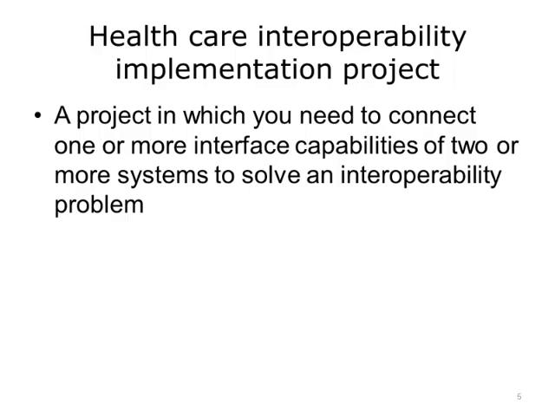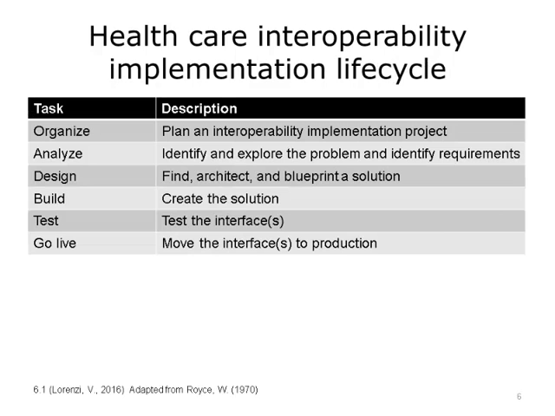A healthcare interoperability implementation project is one in which you need to connect one or more interface capabilities of two or more systems to solve an interoperability problem. There is a life cycle for the implementation of healthcare interoperability. On this slide is a table of steps adapted from Winston Royce. There are 6 steps. Number 1, organize.